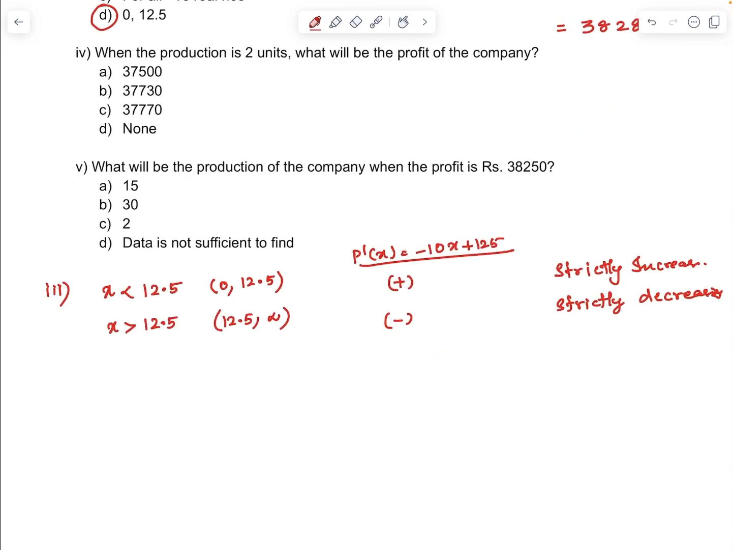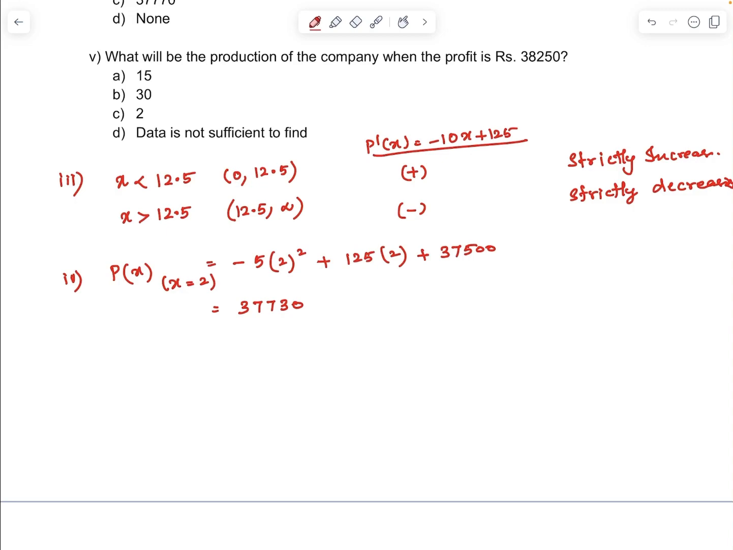Subdivision 4. When the production is 2 units, what will be the profit of the company? That is, when x takes 2, what is P of x? P of x when x equal to 2 is minus 5 times 2 square plus 125 times 2 plus 37,500. On calculating this, we get 37,730. Answer is option B.